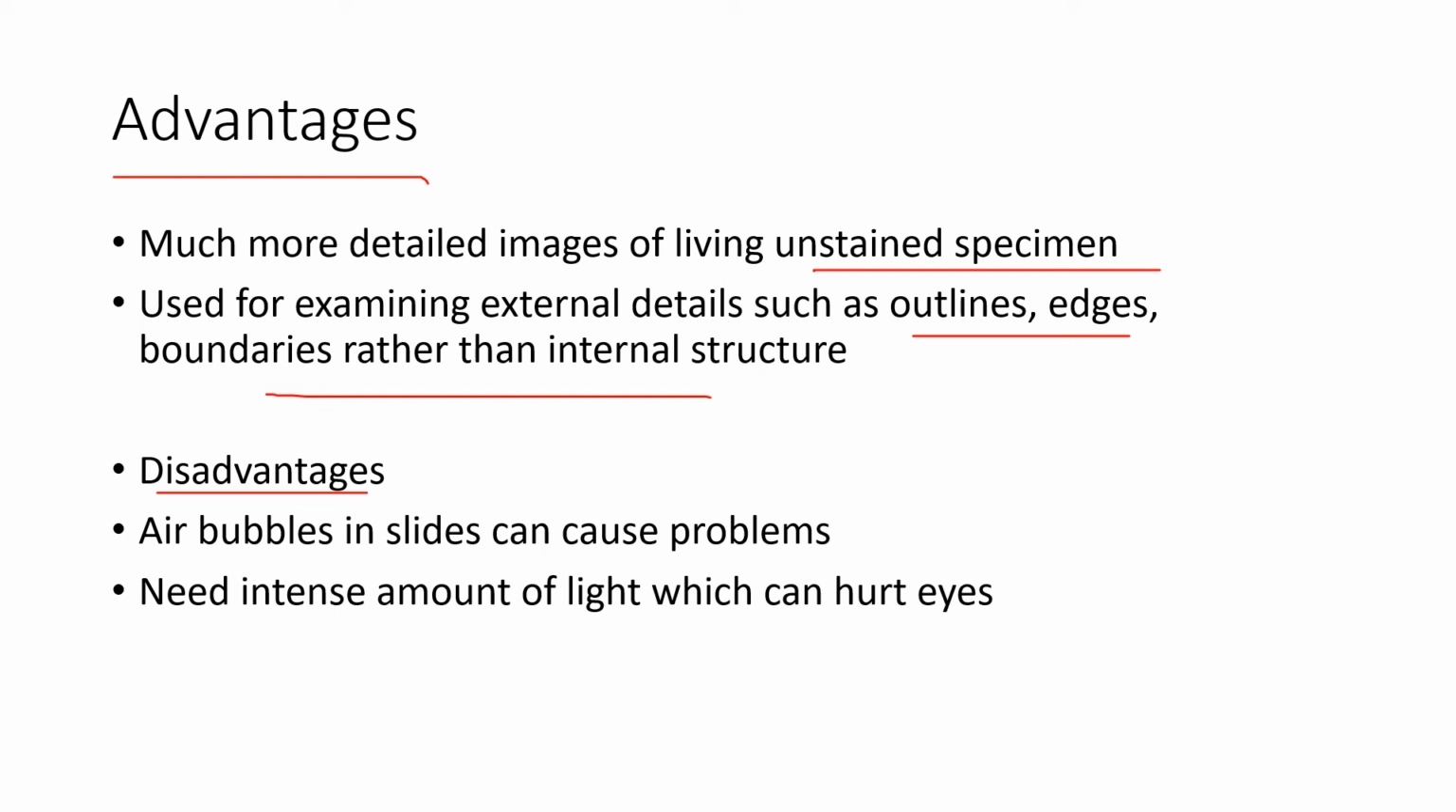The disadvantages: now it might be possible that we got some air bubbles, and when light passes through air bubbles, the refraction changes, and it might be possible that we get some random image for no reason. We might be like, oh, what is this, but it might be just an air bubble, right? So air bubbles can cause problems because of the different refractive indexes. It also needs an intense amount of light. Why do we need it?